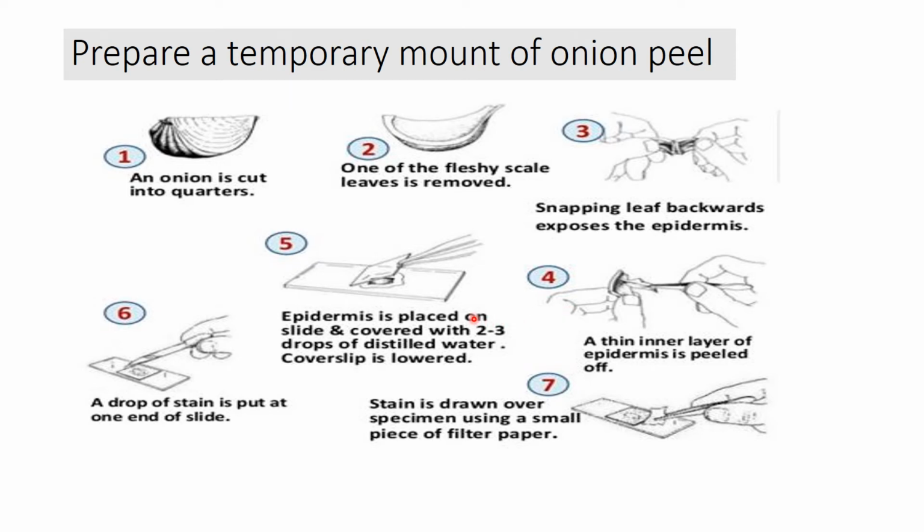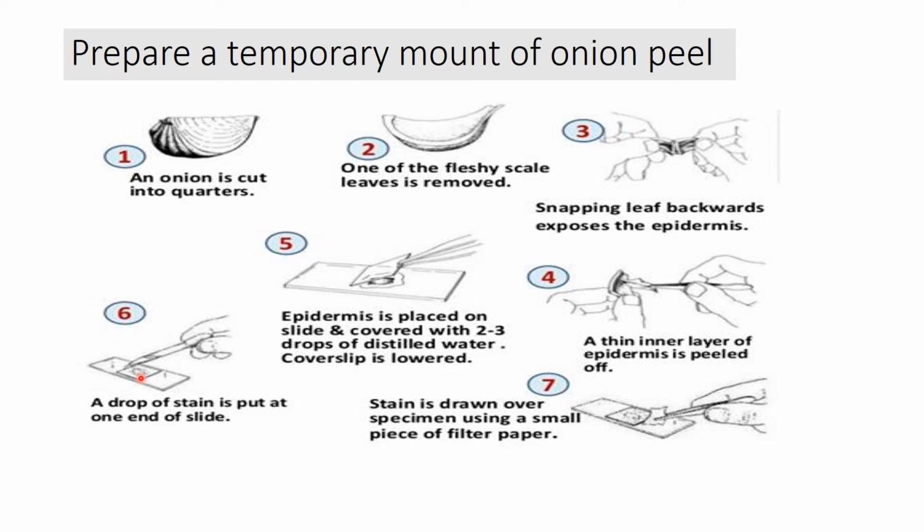So to avoid it being folded, you have to put water here, and then you will take this cover slip and put this cover slip and press it here. Then you will pour a drop of stain on one end of the slide, and then this stain will just come inside also, and this piece will be stained or colored.